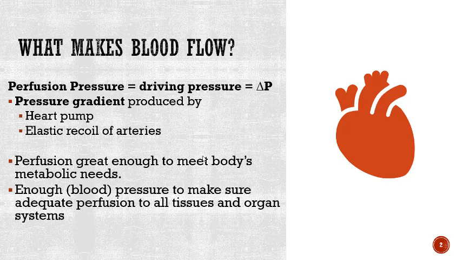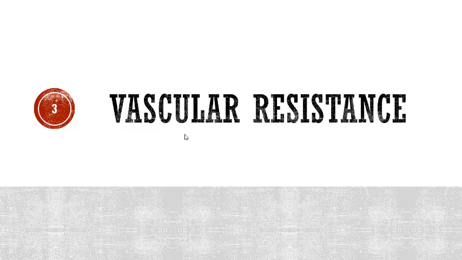So your pressure gradient, or this driving pressure, is going to be produced by your heart pump, so your heart rate, and then primarily by the elastic recoil of arteries. There are other, more nuanced things, but we're not going to get into too much detail. For right now, that's what we're looking at. Again, you want your perfusion to be great enough to meet your body's metabolic needs. And what does that mean? It means taking oxygen to tissues and removing CO2 from tissues. You just want to make sure that blood pressure stays high enough that you always have adequate perfusion to your tissues and organ systems.